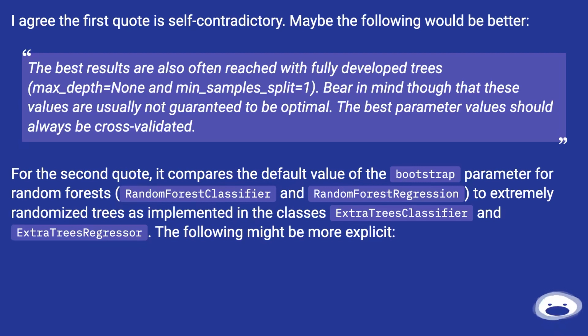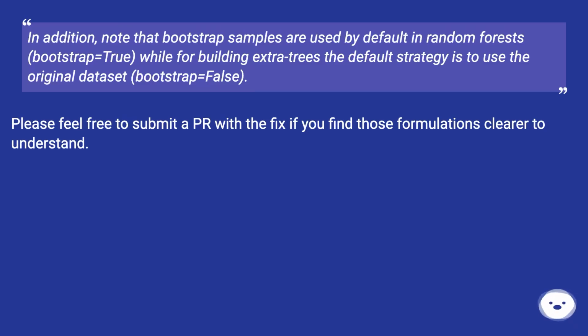For the second quote, it compares the default value of the bootstrap parameter for random forests, RandomForestClassifier and RandomForestRegressor, to extremely randomized trees as implemented in the classes ExtraTreesClassifier and ExtraTreesRegressor. The following might be more explicit: "In addition, note that bootstrap samples are used by default in random forests, bootstrap=True, while for building extra trees the default strategy is to use the original dataset, bootstrap=False."